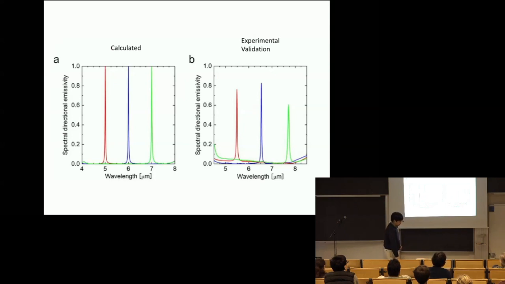And actually, we fabricated it. We asked some company to make it, and this is a calculated spectrum for 5, 6, 7 micrometer, and in calculation it's almost perfect. It's really clean and sharp. This is the real measurement from our fabricated material, and when you see this, it's a bit shifted. So 5 is like 5.5 or so. It's a bit shifted, and the peaks are not so high, but they are still very distinct.